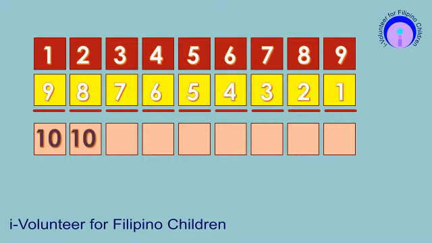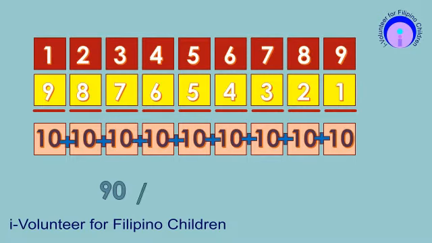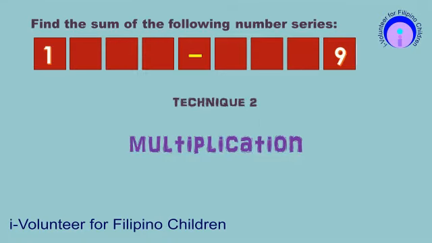Sum of the first and the last term is 10. 9 times 10 is equal to 90, divided by 2 is equal to 45. Discuss the second method.